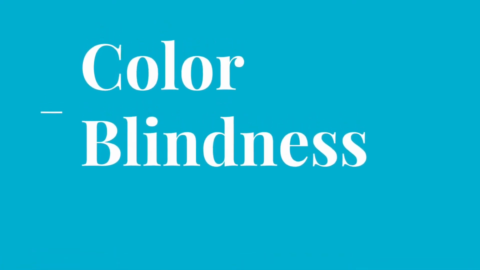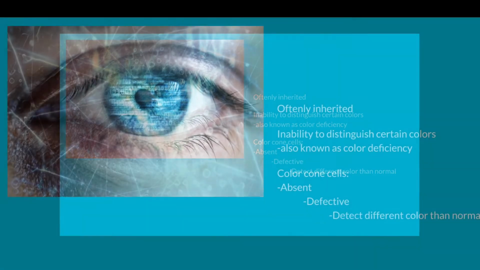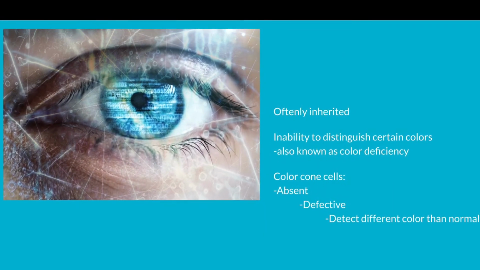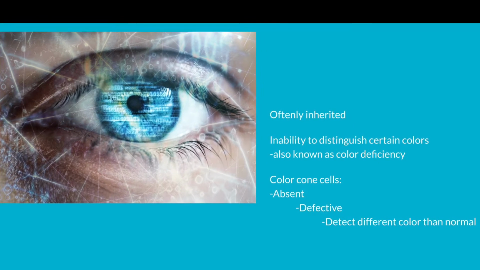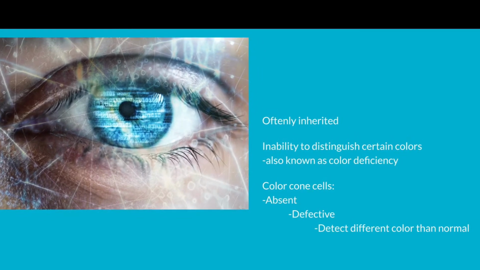Today I will be discussing color blindness, or color deficiency, a condition that exists within my family. Color blindness, also called color deficiency, occurs when one has the inability to distinguish certain colors. It is often inherited versus a caused condition.